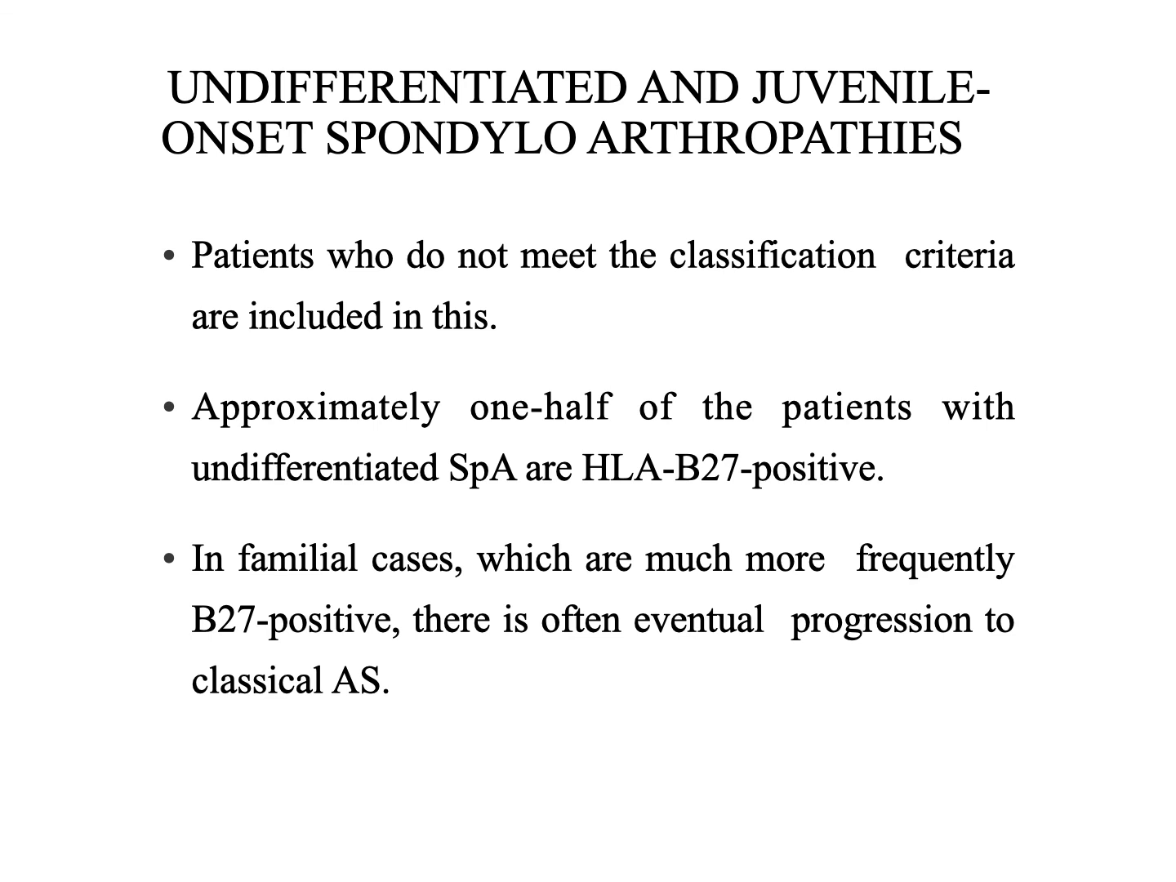Then, undifferentiated and juvenile onset spondyloarthropathies. Patients who do not meet the classification criteria are included in this group. Approximately one half of the patients with undifferentiated spondyloarthropathy are HLA-B27 positive. In familial cases, which are much more frequently B27 positive, there is often eventual progression to classical ankylosing spondylitis.